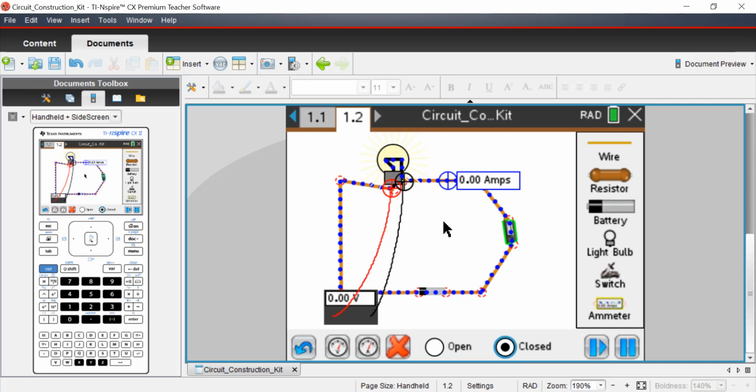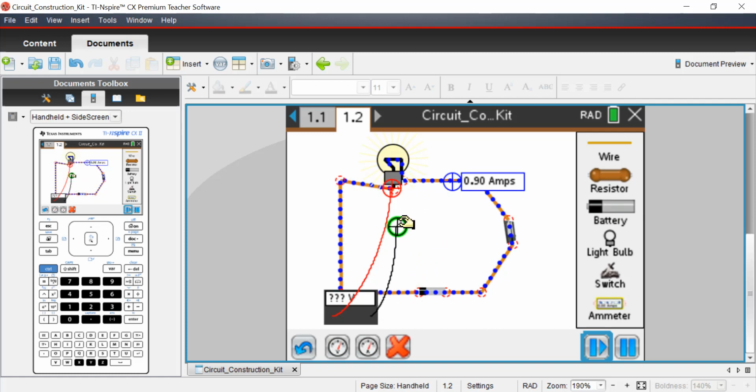Look at that. We have light. Fantastic. All right, but for some reason I don't have any readings on my amps. Let's see. Oh, there we go. Okay, just had to reset it. I must not have gotten these terminals on there quite right. Okay, there it is. So 9 volts again and 0.9 amps again.